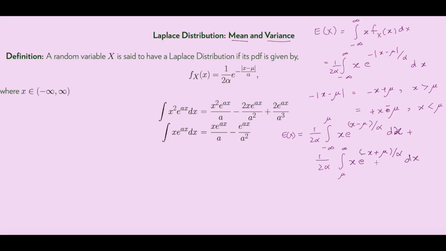Okay, now what we can do is bring this e to the minus mu over alpha out and e to the plus mu over alpha out. So let's write it here. We have E[X] equal to 1 over 2 alpha, then I can say e to the minus mu over alpha, integral from minus infinity to mu of e to the x over alpha, and we have x here, dx, plus, now here I can say e to the plus mu over alpha, integral from mu to infinity of x e to the minus x over alpha dx.